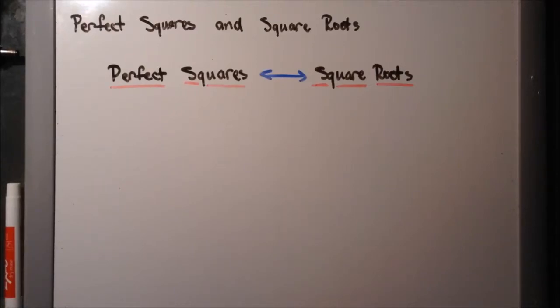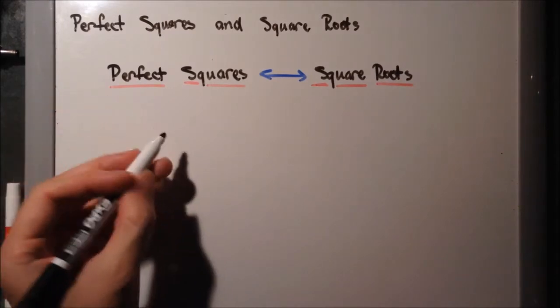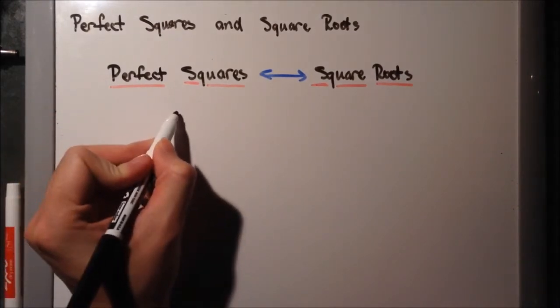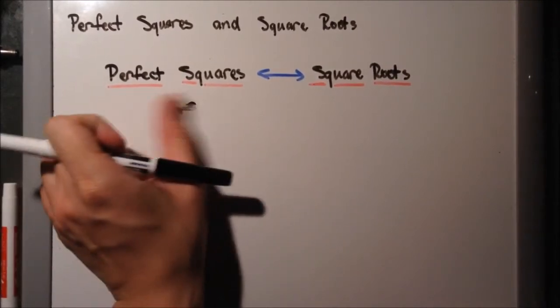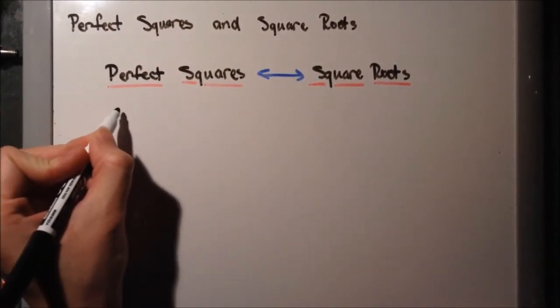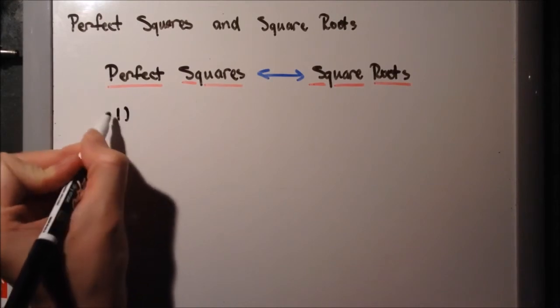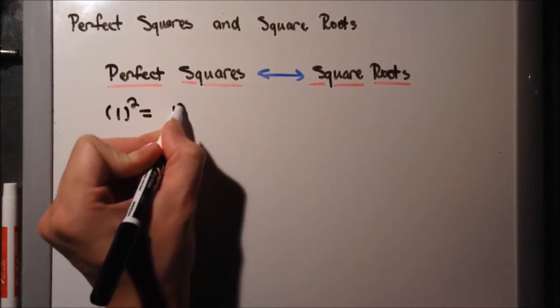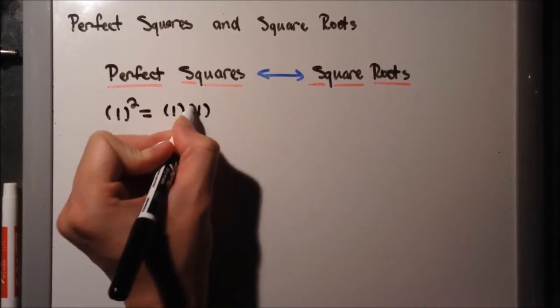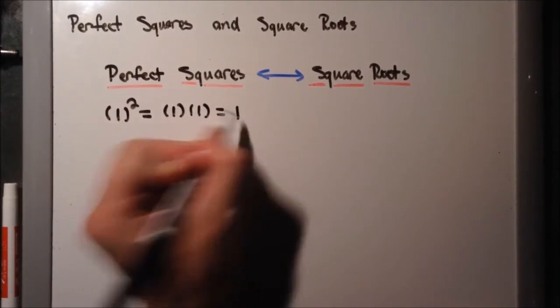So this first section we're just going to go over perfect squares and square roots. What I mean by perfect squares is basically the number that is squared. So 1 squared, let me write it on this side for more space. 1 squared simply means 1 times 1 equals 1.